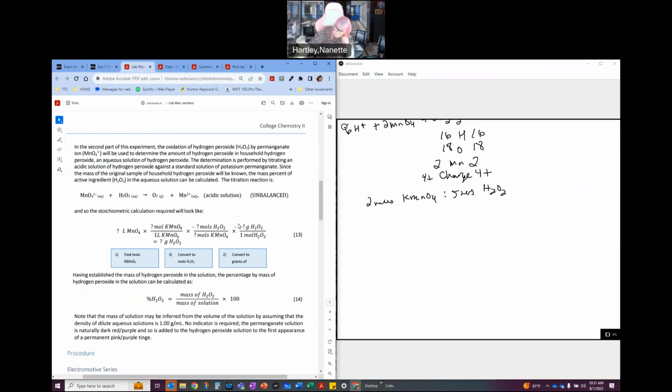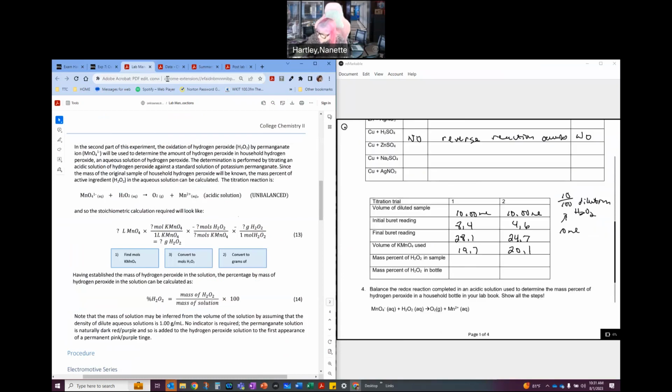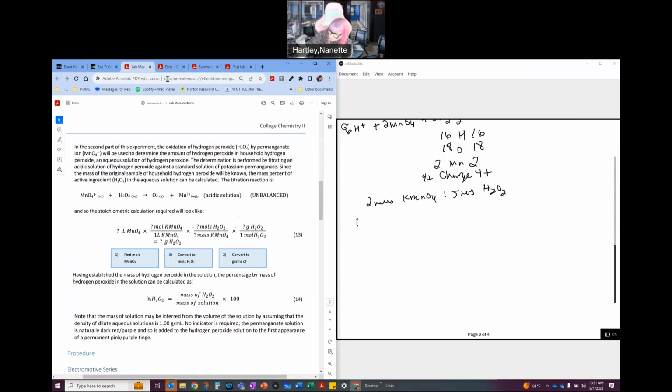So now I can start this calculation that I've got over here. I need the volume of MnO4 minus that was used in liters. Well, I have a volume in milliliters that we calculated on this previous page, 19.7 milliliters. I need to convert that to liters. So that gets me to liters. Then from the liters, I'm supposed to multiply by the molarity, the moles per liter of the KMnO4.